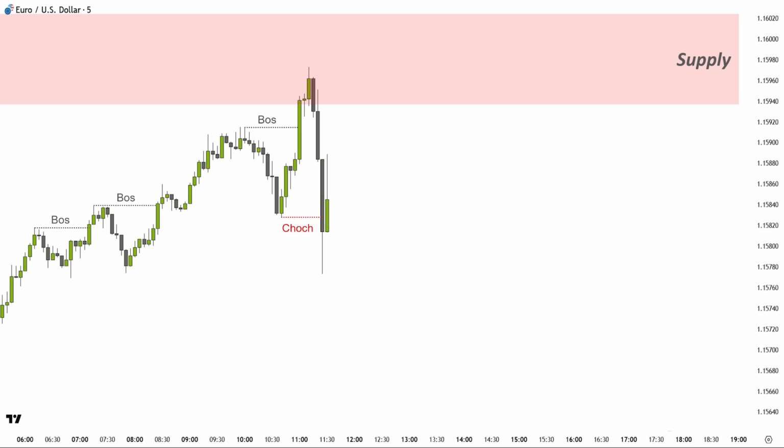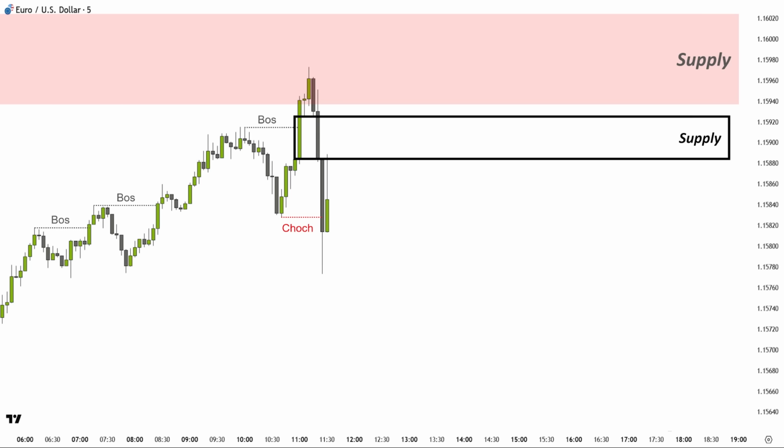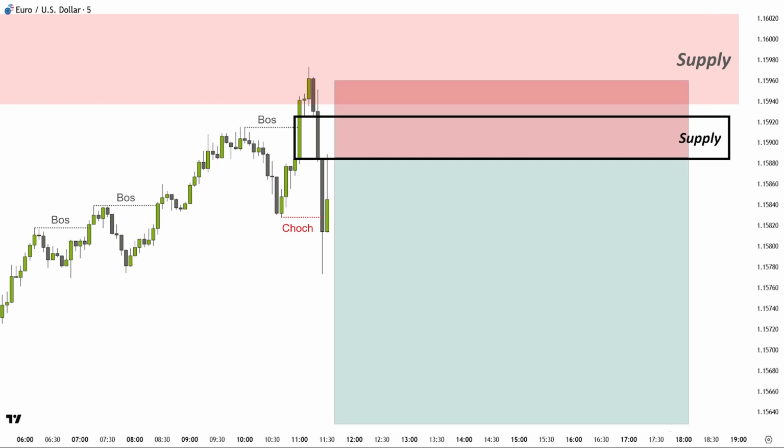So we switch to the 5-minute chart. On the 5-minute chart, the price has already made a change of character. We can see an overlapping area of an inversion fair value gap and a new bearish fair value gap, forming a strong supply zone. This gives us a good reason to open a short trade.